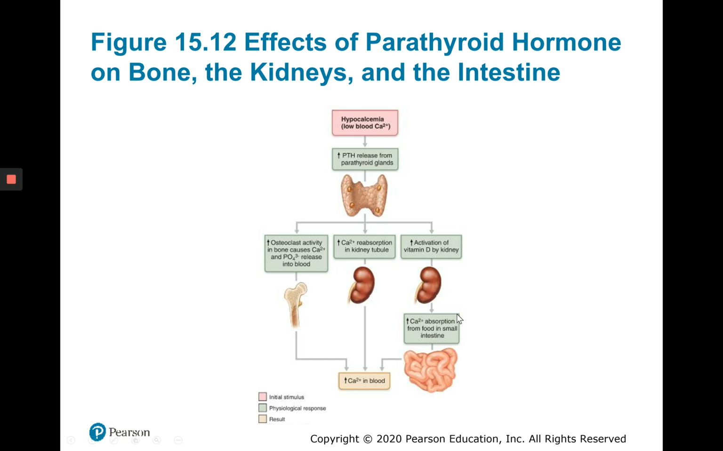All of these things, when acted upon by parathyroid hormone, work together to produce more calcium that ends up in the blood. So if we start out with our initial trigger, hypocalcemia or low blood calcium, our final result, as all of these target tissues work and are acted upon by parathyroid hormone, would be an increase in calcium levels in the blood.